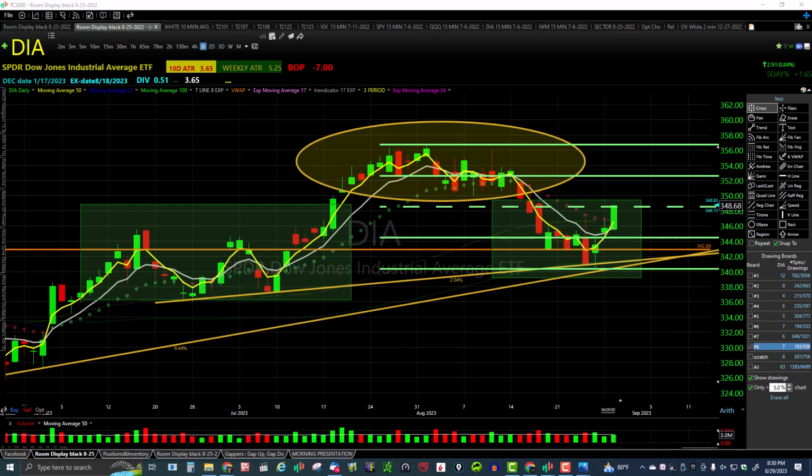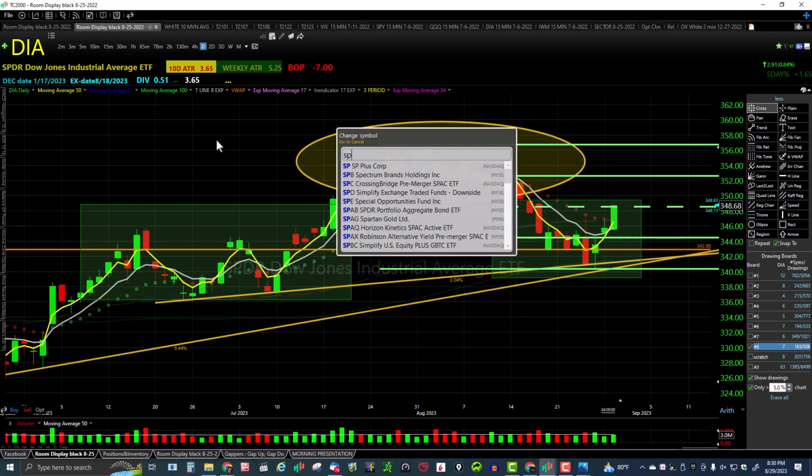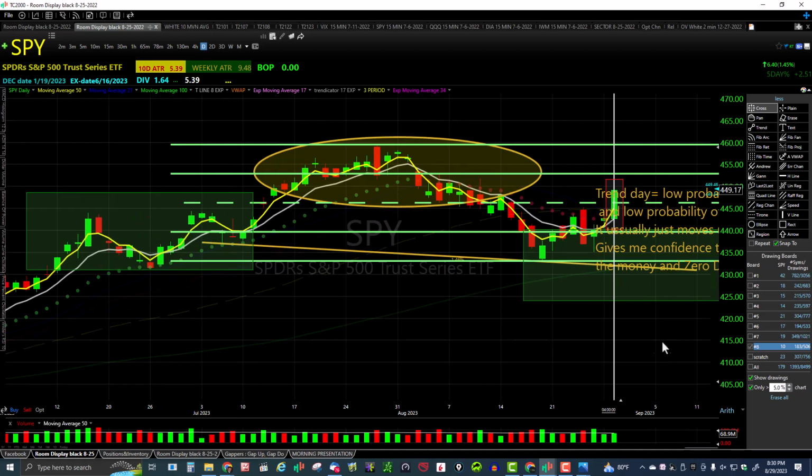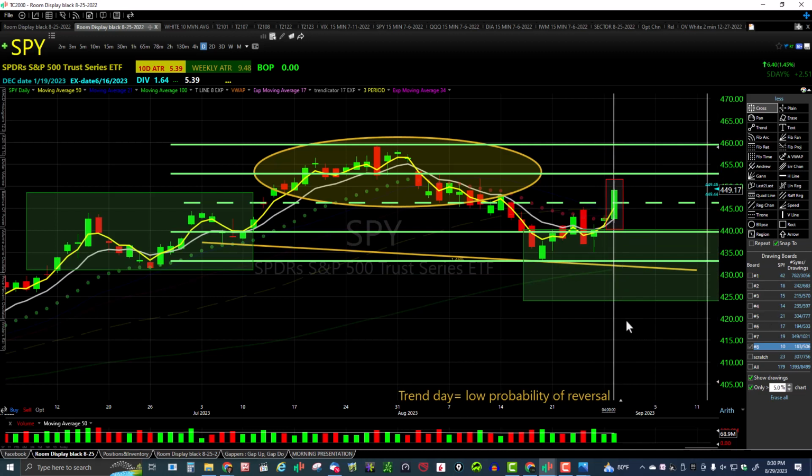All right, let's go look at another one. Let's go look at the SPY. All right, so here's the SPY. You've got the left shoulders and you're forming the right shoulders. Now I'm going to move this out of here, move this off to the side. This is our trend day.